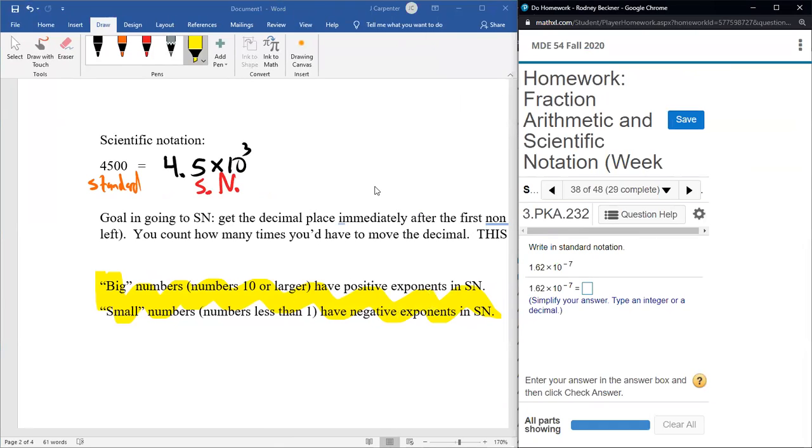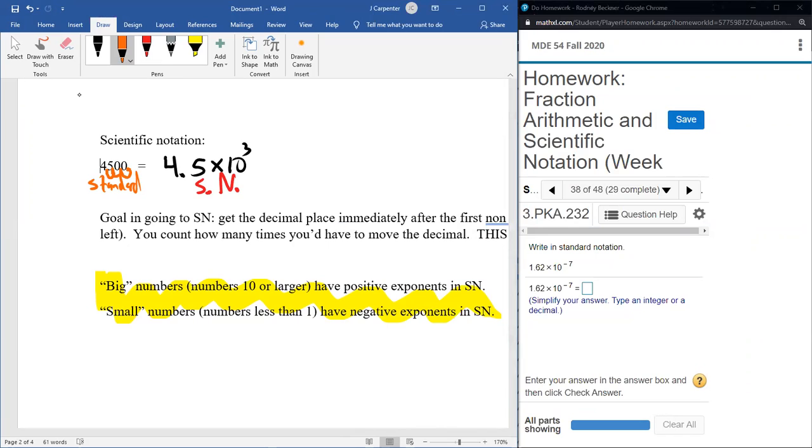So when you're going to scientific notation, you're trying to move the decimal immediately. So it was, whoops, that's the highlighter still. That was weird. You're trying to take the decimal, which was behind the last 0, even though you didn't see it, and you're trying to move it between the 4 and the 5. And that would be 3 movements, which is why the exponent's a 3. This was a big number, so it had a positive exponent.